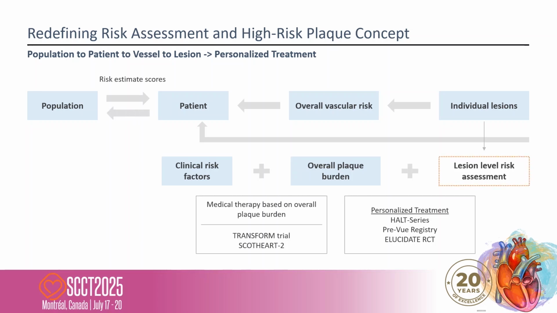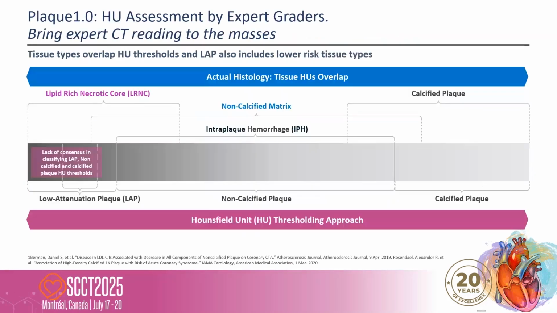So end of the day, we think lesion level plus overall plaque burden, we're not getting rid of risk factors. They're just going to play in a different way. Going backwards, we'll actually get to healthier patients, and healthier patients will get to healthier populations. And I believe this is the way that you're going to say, how do you treat Kelly different than Kelly's brother, even though risk factors are the same, but lesions are different.